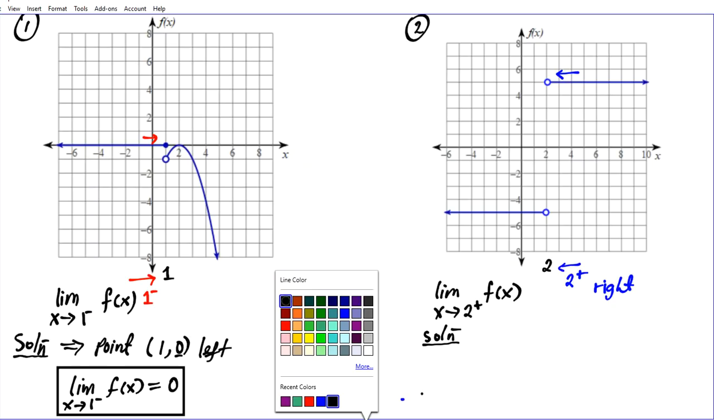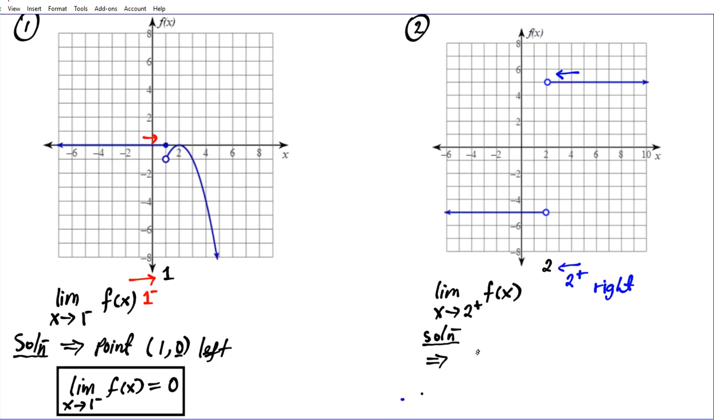So since we're approaching a point, all we care about is the coordinates of that point. We're approaching the point 2, 5. So we're approaching the point 2, 5 from the right, and the limit is going to be the y-coordinate of that undefined point that we are approaching. So the limit as x approaches 2 from the right of the function is 5. As x gets infinitely close to 2 from the right, the function approaches 5.